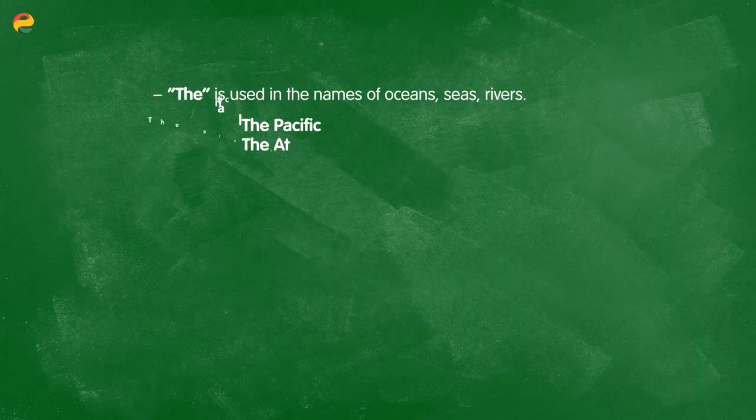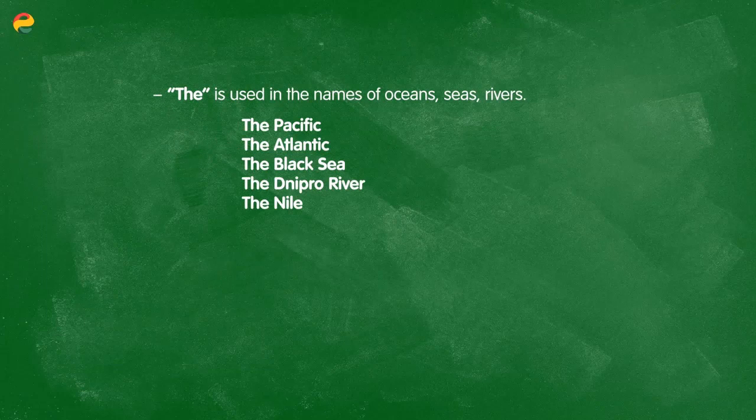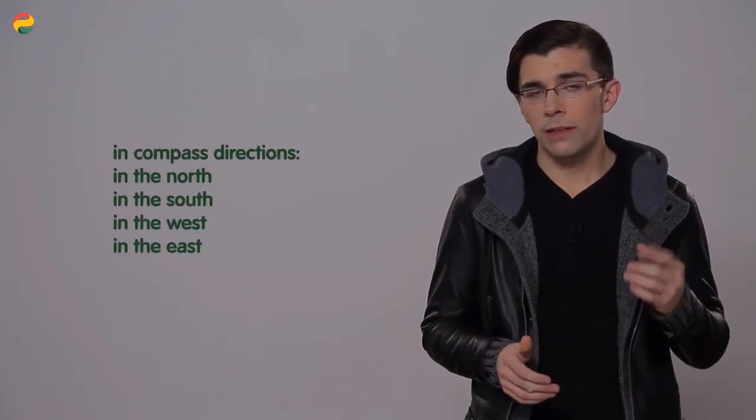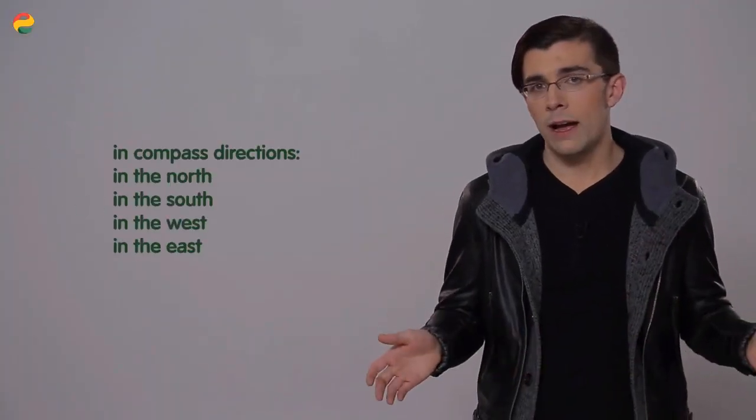We also use "the" when we're talking about the names of seas and rivers or oceans. The Pacific Ocean, the Atlantic Ocean, the Black Sea, the Dnipro River in Kyiv, the Nile, as well as in time phrases such as in the morning, in the afternoon, in the evening, the day before yesterday, the day after tomorrow, or during the day. And also in compass directions, in the north, in the south, in the east, in the west.